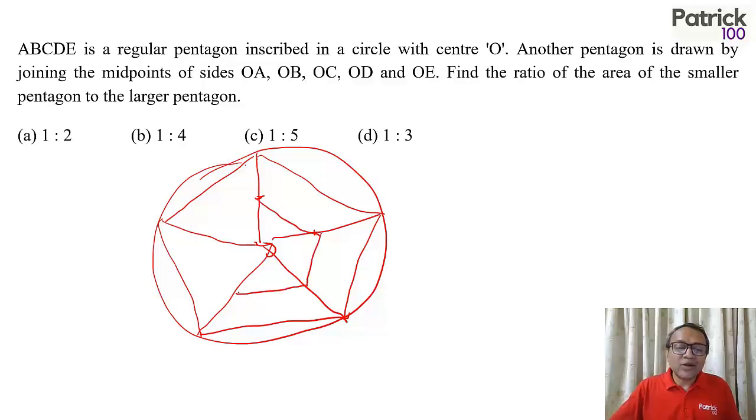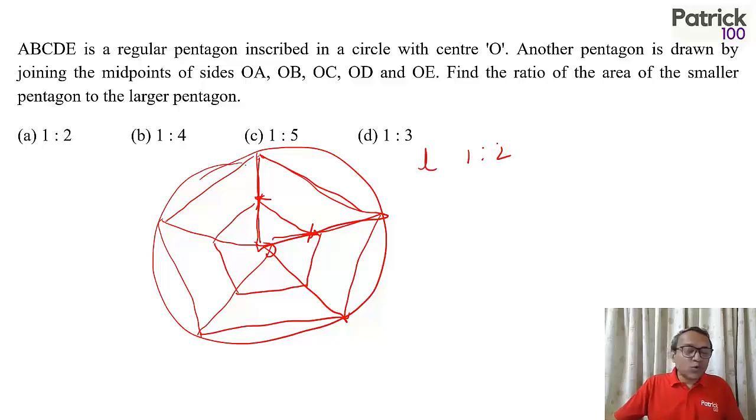So if you look at the length of this side of this pentagon, it is half of the other side, because in this triangle, the line joining the midpoints of two sides of a triangle is half of the third side, which means the ratio of the lengths of the two pentagons is 1:2.